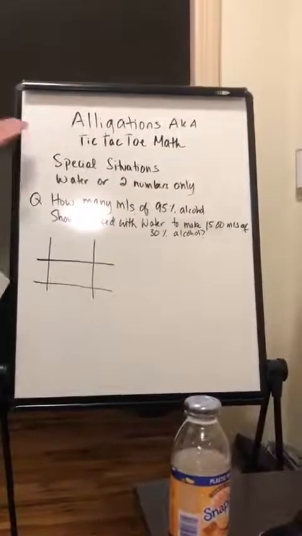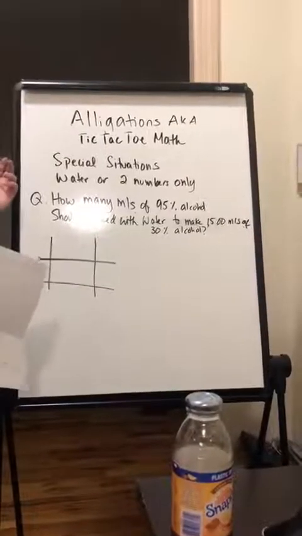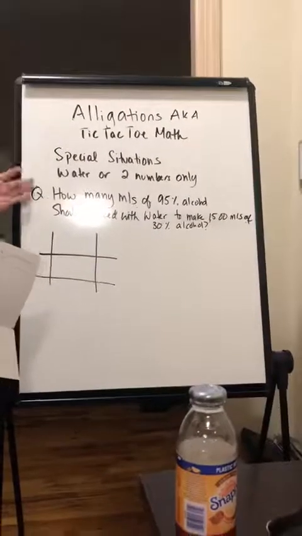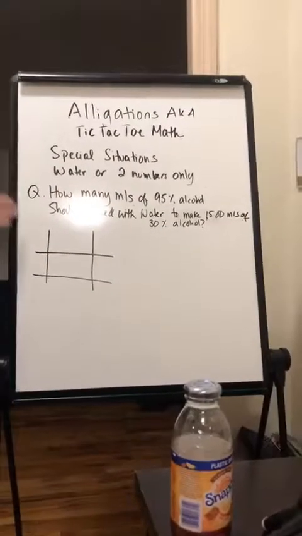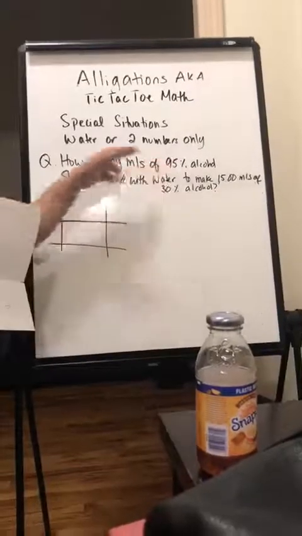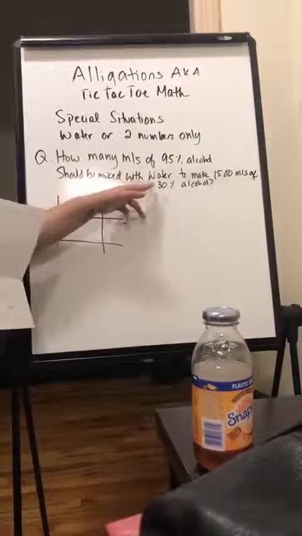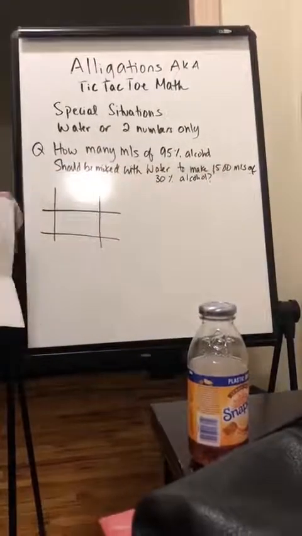Okay, so this is a special situations edition of alligations. The special situations have to do with water or two numbers only. In this situation, the question reads, how many mLs of 95% alcohol should be mixed with water to make 1,500 mLs of 30% alcohol?